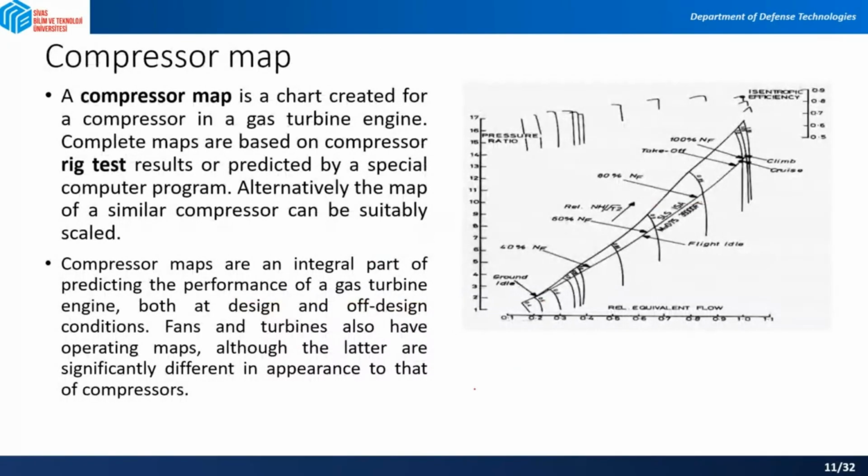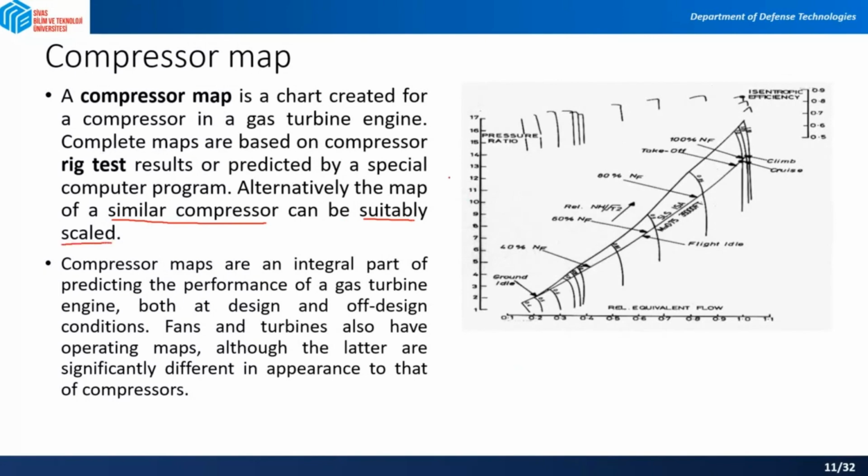Okay, now let's have a look at a compressor map. You will usually see these maps for compressors and turbines. What is a compressor map? It's actually a chart created for a compressor in a gas turbine engine. Complete maps are based on compressor rig test results or predicted by a special computer program. Alternatively, the map of a similar compressor can be suitably scaled. So this is the beauty of the similarity. See, the similar compressor can be suitably scaled.